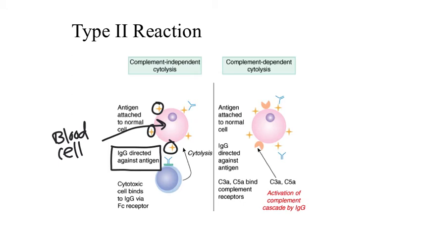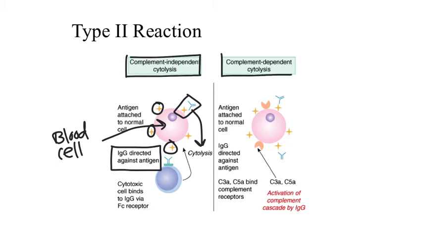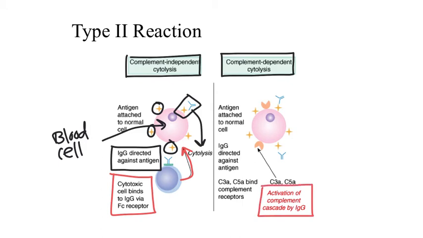Once those surface proteins are decorated or bound by antibodies, they are then targeted for degradation by either complement independent or complement dependent cytolysis. In complement independent cytolysis, you have cytotoxic cells that bind to the blood cells and cause their destruction. In complement dependent cytolysis, you have the activation of the complement cascade by the autoantibodies that results in a destruction of the blood cells as well.